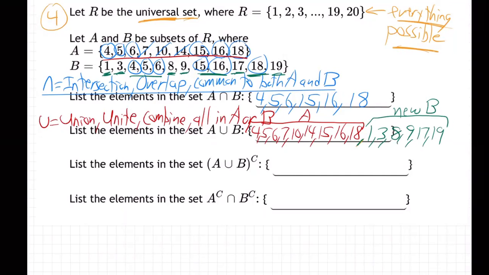Are we good to there? Because now we have something new going on. Now they're going to change the game a little bit. They're going to give us this weird little C thing. What's up with the C thing? Well, that means complement. When they put that little C, it stands for the word complement.